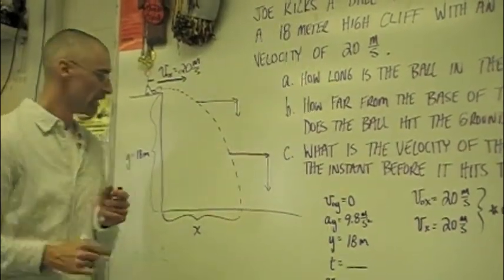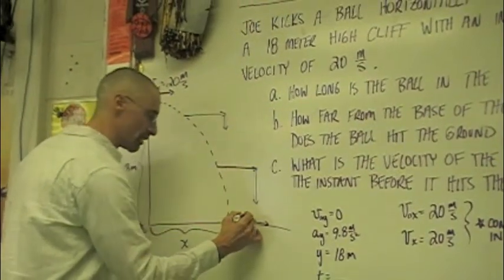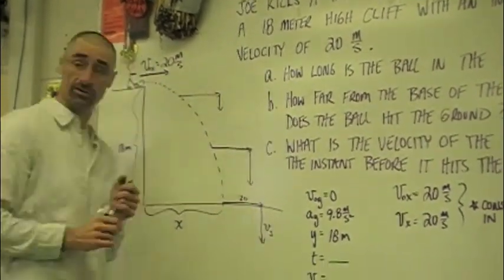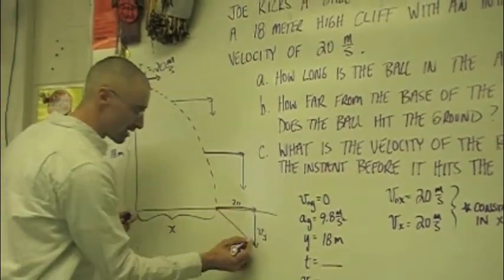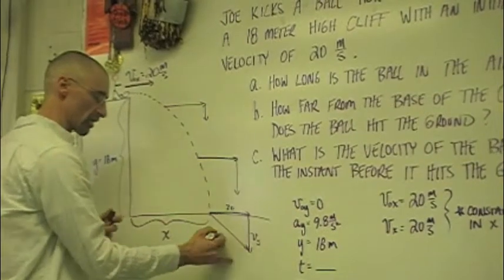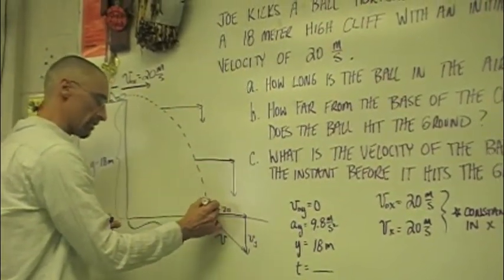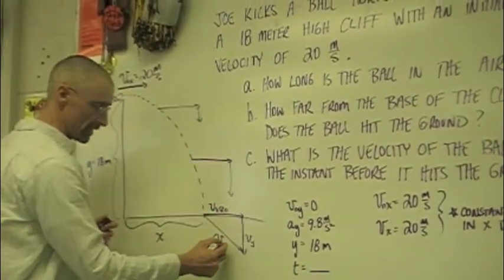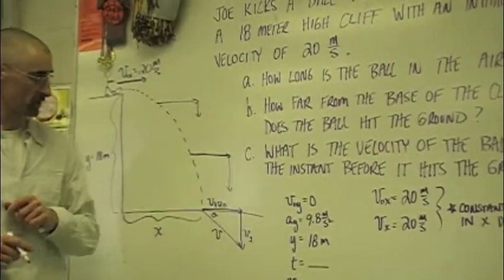Okay. And then eventually, right before it hits the ground, we know it's going to have 20 here, and then some V final in the Y direction, which once we find that, would give us an estimation of our final velocity, combining our X component, Vx, and our Vy, and then we'd have to find some sort of theta. So we'll eventually get to that at the end of this problem.